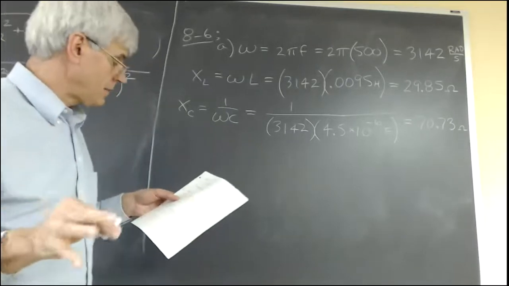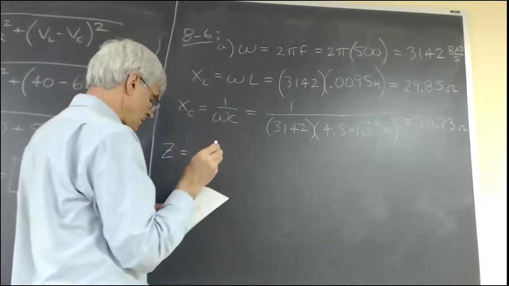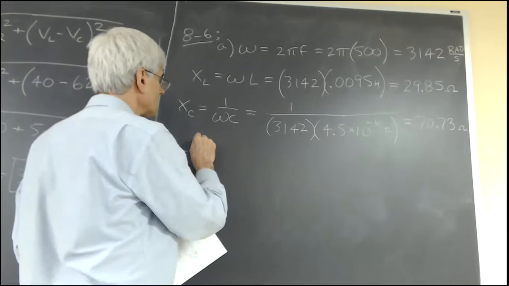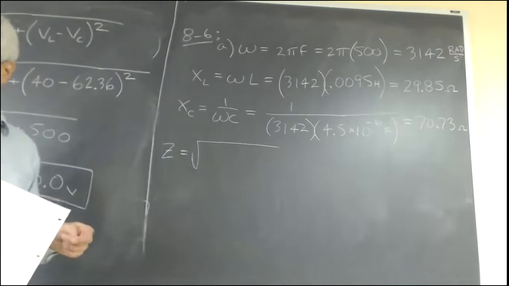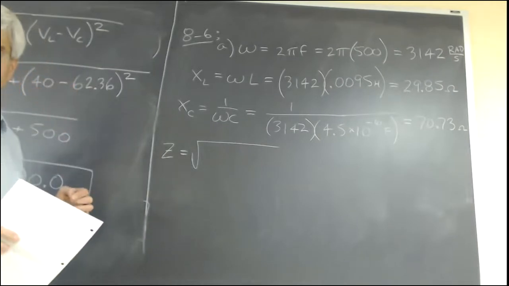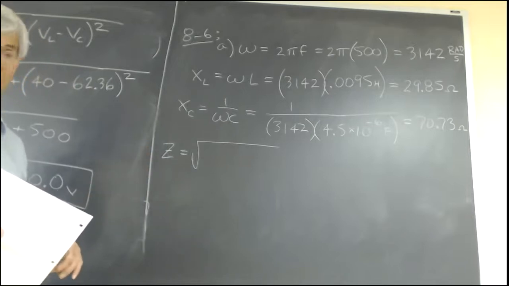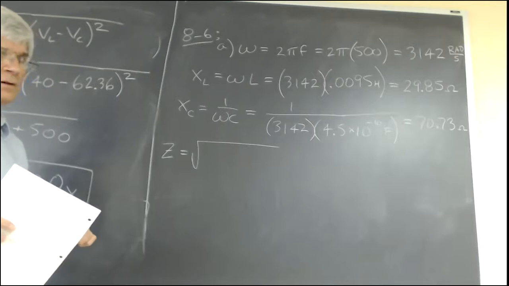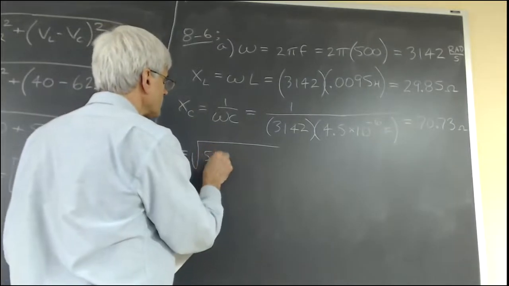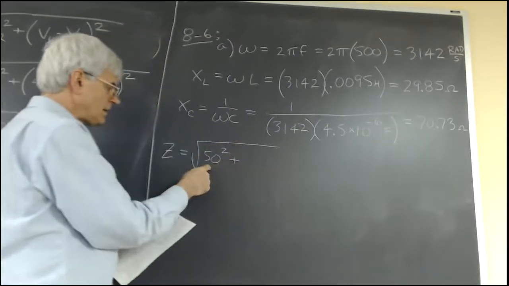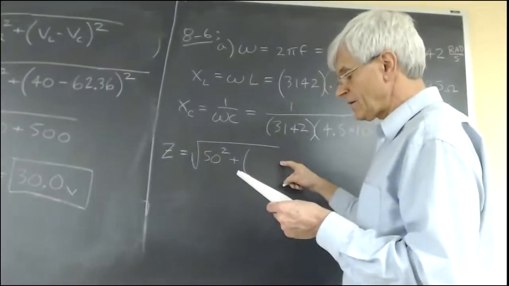Now that I know all that, and I've known the resistance all along, Z, impedance. I took a course in statistical mechanics when I was a junior from a guy who crossed his Z's like that, and it seems to have stuck because that was a long time ago. Anyway, we've got 50 ohms. That's R. And then we need XL minus XC.